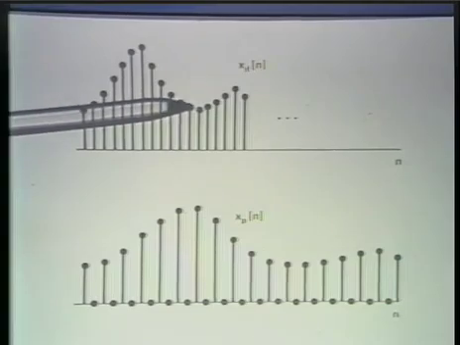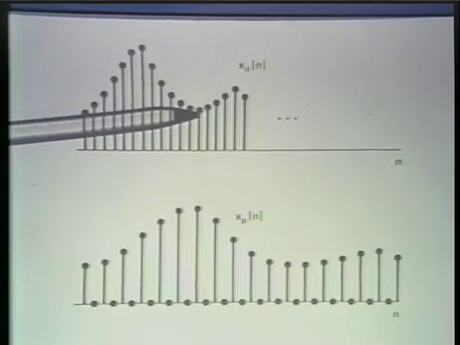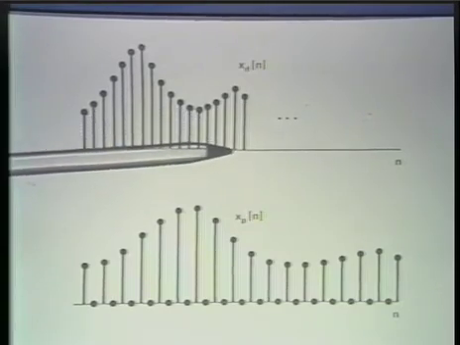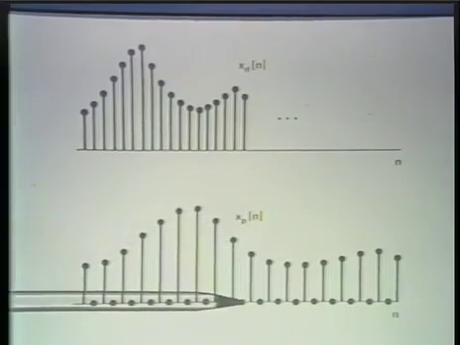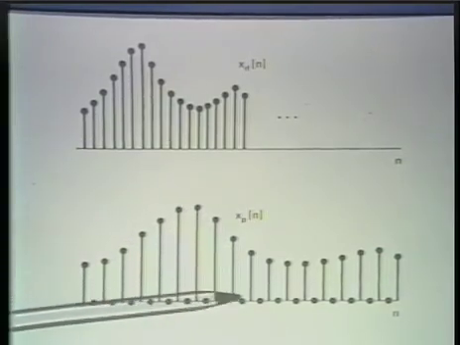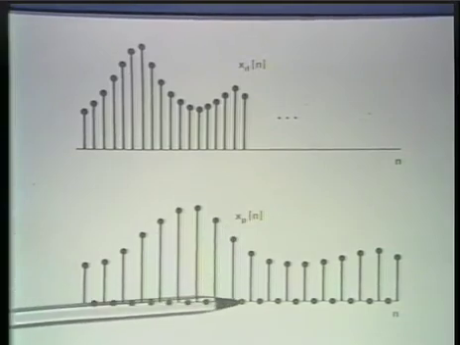Now, in recovering the original sequence from the decimated sequence, we can think of a two-step process. Namely, we spread this out, alternating with zeros, and again, keeping in mind that this is drawn for the case where capital N is 2.